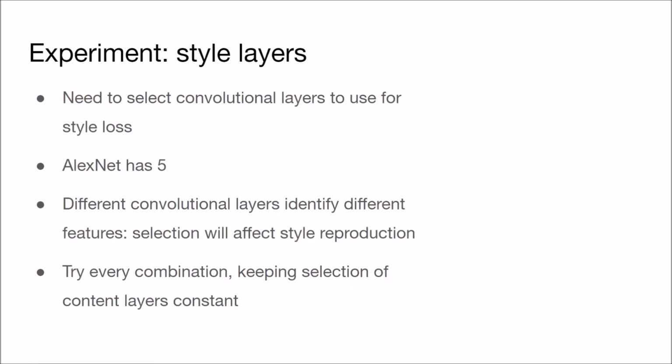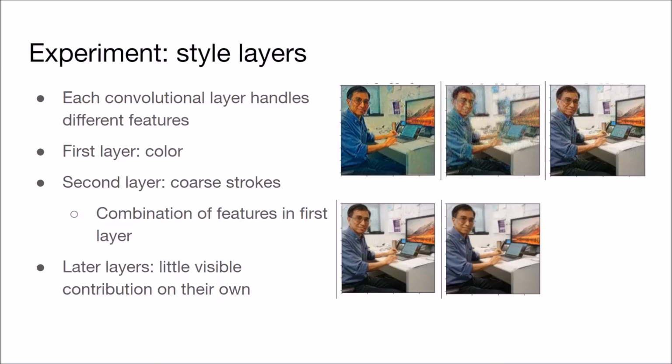The first experiment is to select style layers. AlexNet has 5 convolutional layers. The selection of style layers is important because each layer in AlexNet is responsible for identifying different types of features, and which types of features we use to define style loss will affect the nature of the style reproduction. So now we try different combinations.